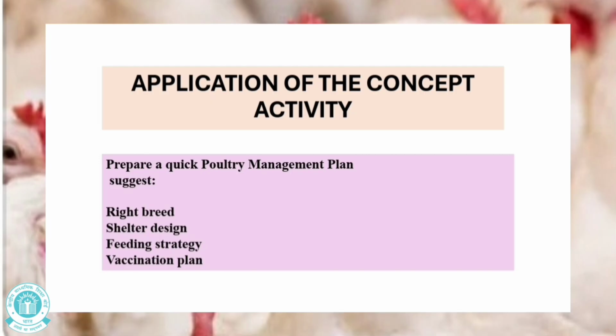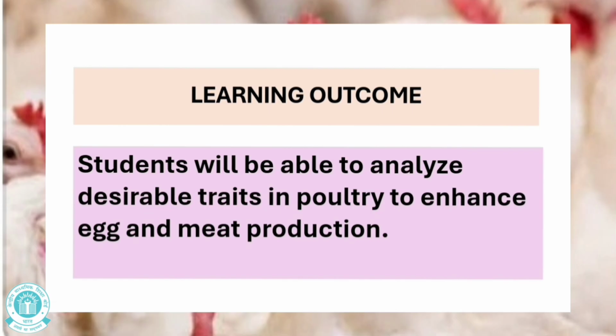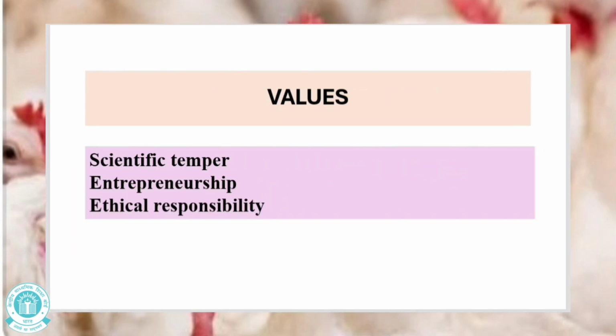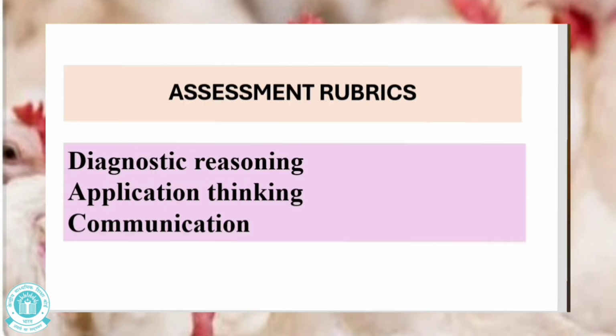Friends, by the end of this session, students will be able to analyze desirable traits in poultry to enhance egg and meat production. Friends, values to be inculcated among learners are scientific temper, entrepreneurship, ethical responsibility. Assessment rubrics are diagnostic reasoning, application thinking, communication.